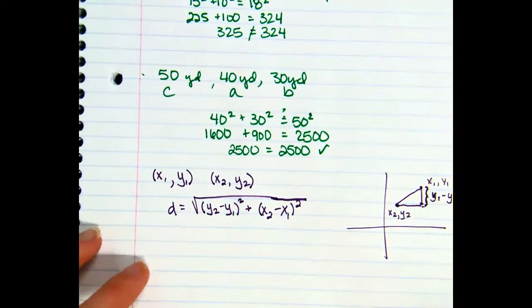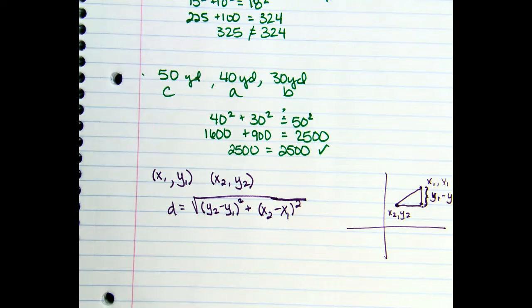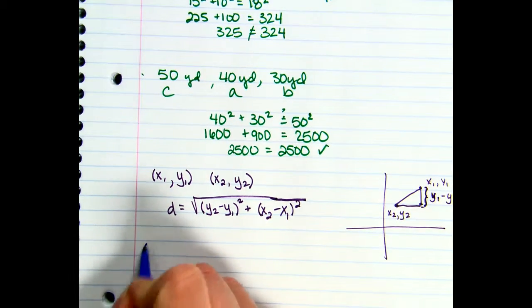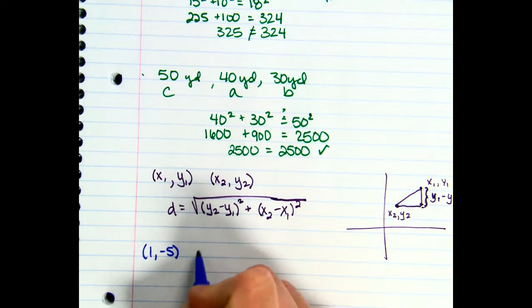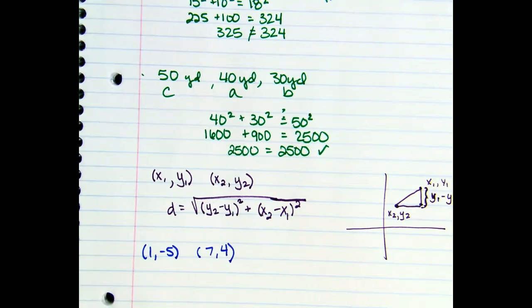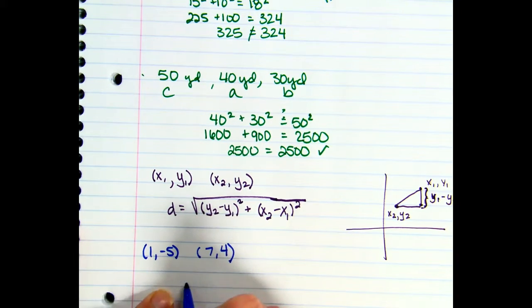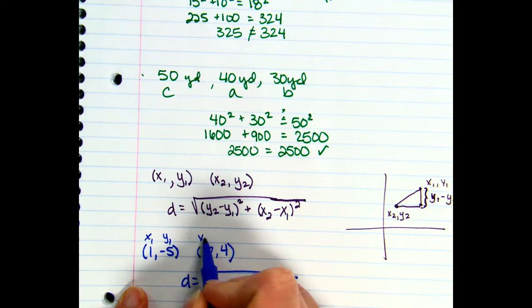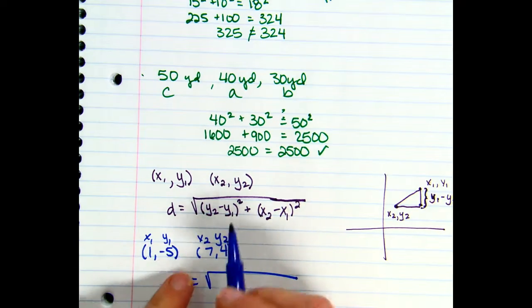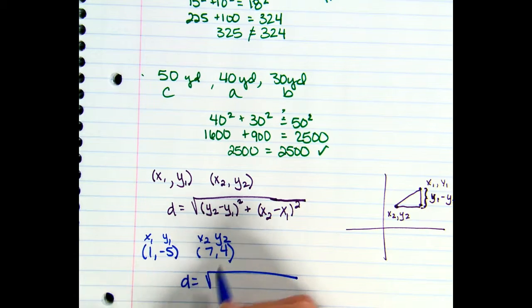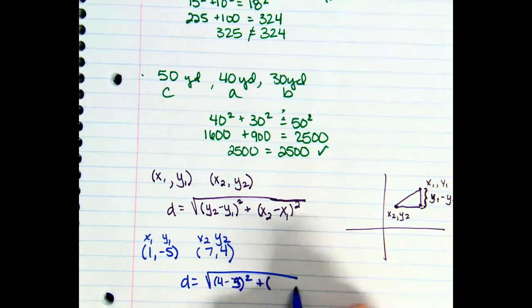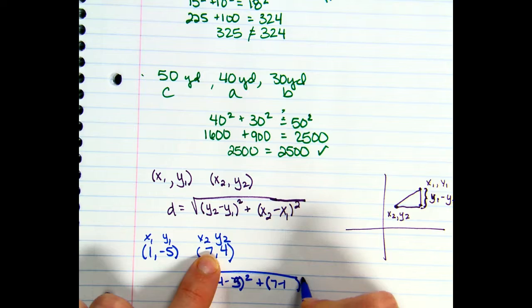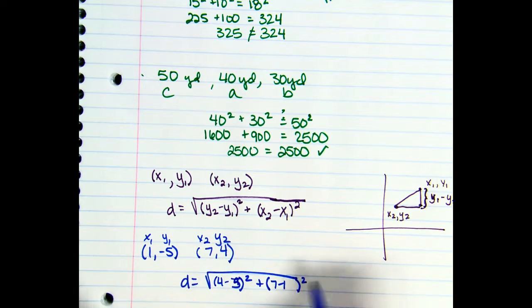Using the distance formula, again, is super easy. You just take your 2 points. So let me come up with 2 random points: 1, -5, and 7, 4. If I have those 2 points and I want to find the distance between them, distance equals the square root of, this is x1, y1, x2, y2, the difference in my y's, so 4 minus -5, square that. The difference in my x's, so 7 minus 1, square that, and then take the square root of it all.